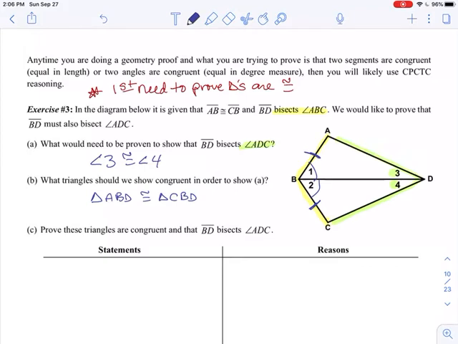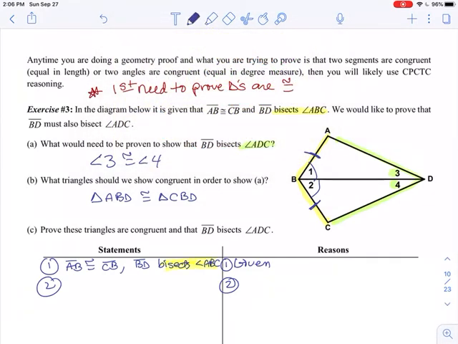So basically, I'm going to prove the triangles are congruent. Then I can say that angle 3 is congruent to angle 4 by CPCTC. And if that's true, then that would mean that BD is bisecting angle ADC. So you're going to prove these triangles are congruent and that BD bisects ADC. So I'm going to always start with my given. They told me that AB is congruent to CB, and they told me that BD bisects angle ABC. I've already marked that all on my picture.